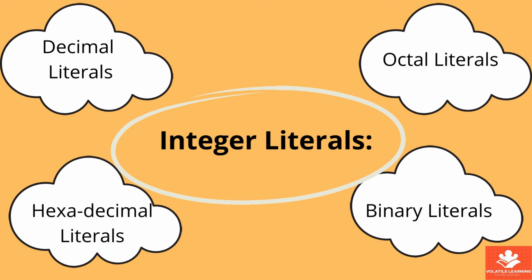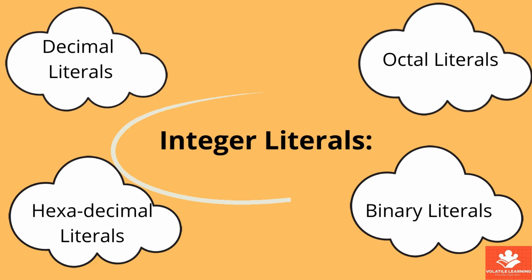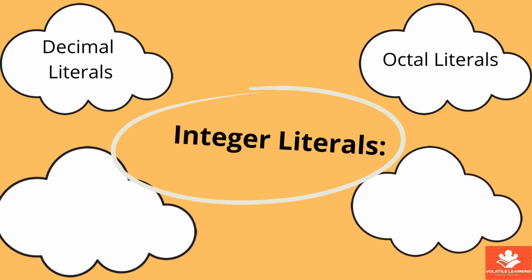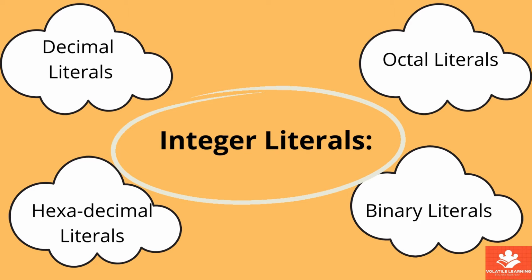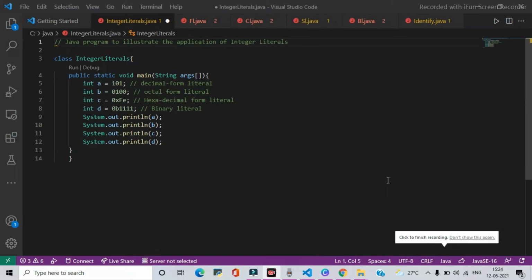Now coming on to integer literals. An integer literal is a numeric value without any fractional or exponential part. Integer literals are basically of four types in Java, that is decimal literals, octal literals, hexadecimal literals, and binary literals. Now let us understand integer literals more clearly with this example.